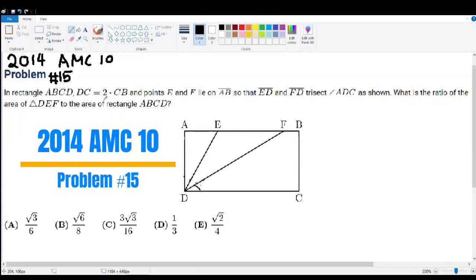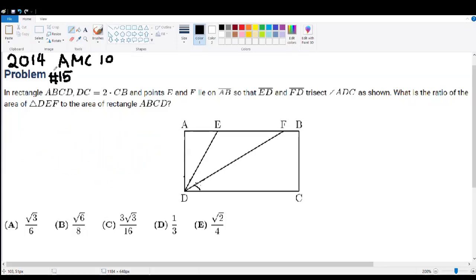Hello everybody, today I will be explaining the 2014 AMC 10 problem number 15. The problem states, in rectangle ABCD, DC equals 2 times CB and points E and F lie on AB so that ED and FD trisect angle ADC as shown. What is the ratio of the area of DEF to the area of the rectangle ABCD?